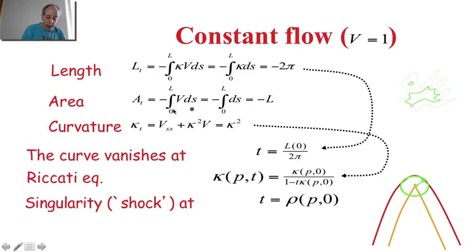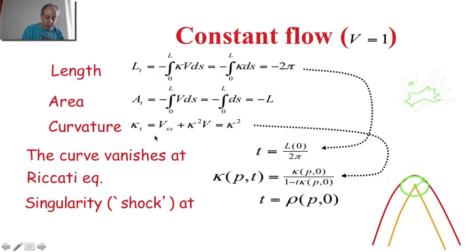The area is basically, this was the general formula, but v is equal 1, and basically we have the integral from 0 to L of 1, that's L. So the area is changing proportional to the length. Now the length is changing, so this is not constant. This is constant, this is not constant. The area is changing proportional to the length. The curvature, this was the general formula, and we have then the derivative is equal to the curvature squared, because v is constant, so the second derivative vanishes.